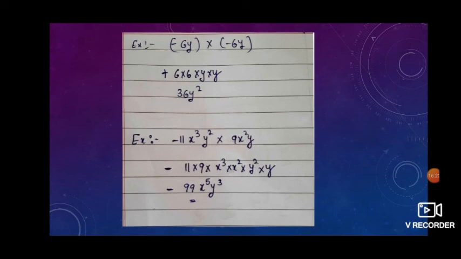Next example. Minus 11x cube y square into 9x square y. First I'll multiply the signs. Here minus, there plus. Whenever you are multiplying signs, children, if both are the same signs, minus minus or plus plus, you will get a plus. If both are different signs, you will get a minus. Okay. So here minus into plus will get minus, and 11 into 9 into x cube into x square into y square into y. So 11 nines are 99, and x cube into x square, x to the power 3 plus 2 will get 5, and y square into y, y to the power 2 plus 1, 3.